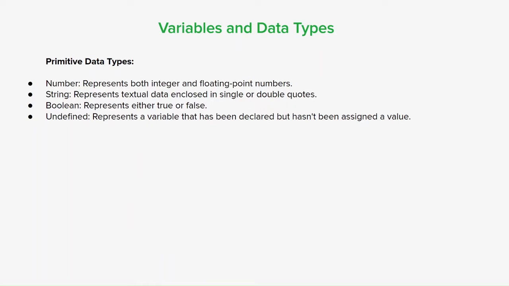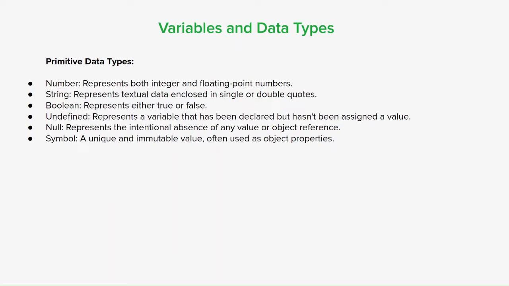You have undefined, which represents a variable that has been declared but hasn't been assigned a value yet. Then you have null, which represents the intentional absence of any value or object reference. And then you have symbol, which is a unique, immutable value, often used as object properties.